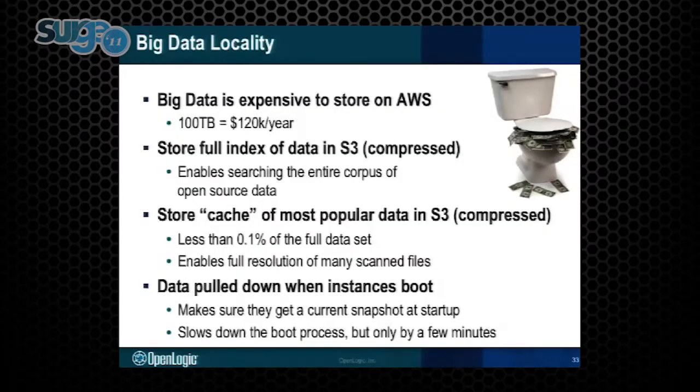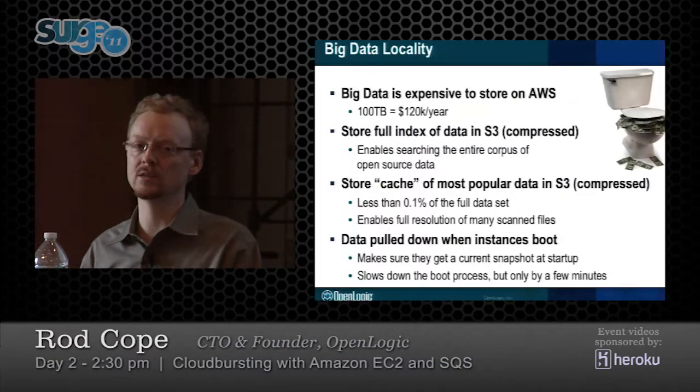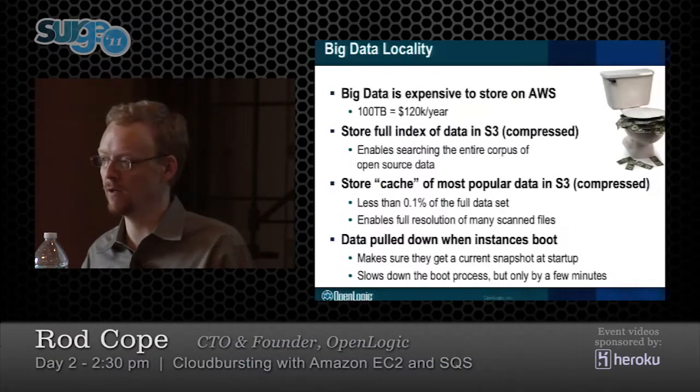So the way that works is the instances pull down this information when they boot. So as they start up, they pull it out of S3. Yeah, it does add to the setup time, but it means we can process a whole lot more jobs out in the cloud.